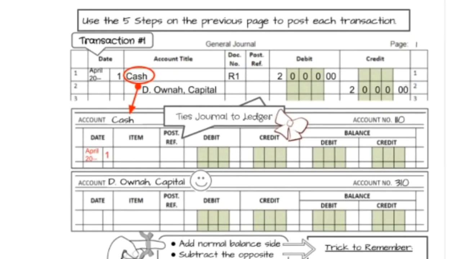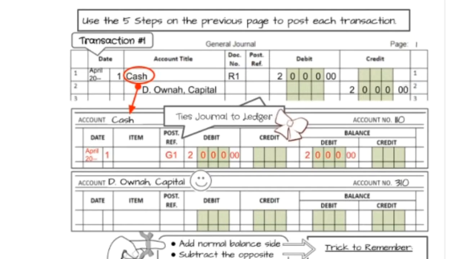First step is the date. It is just taken from the journal. Second step is the post ref. This G stands for general journal, and it's page 1, which we have in the top right corner of our journal there. Then we copy the debit. So in row 1 of our general journal, it's a debit of $2,000. We just copy that down. So steps 1, 2, and 3 are just copied from the journal.